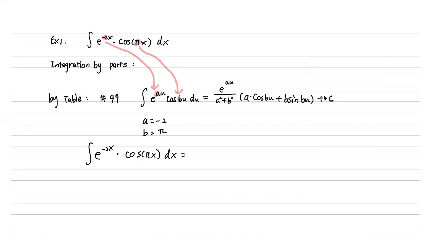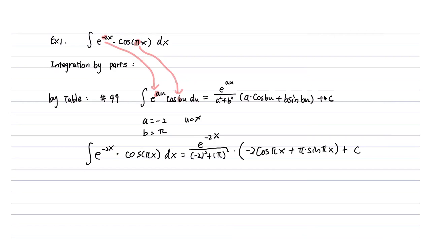And that equals e to the negative 2x, and just change your u into x, right? So we have x over, now here we're going to have negative 2 squared plus pi squared, times negative 2 times cosine pi x, and then plus pi times sine of pi x, plus c.